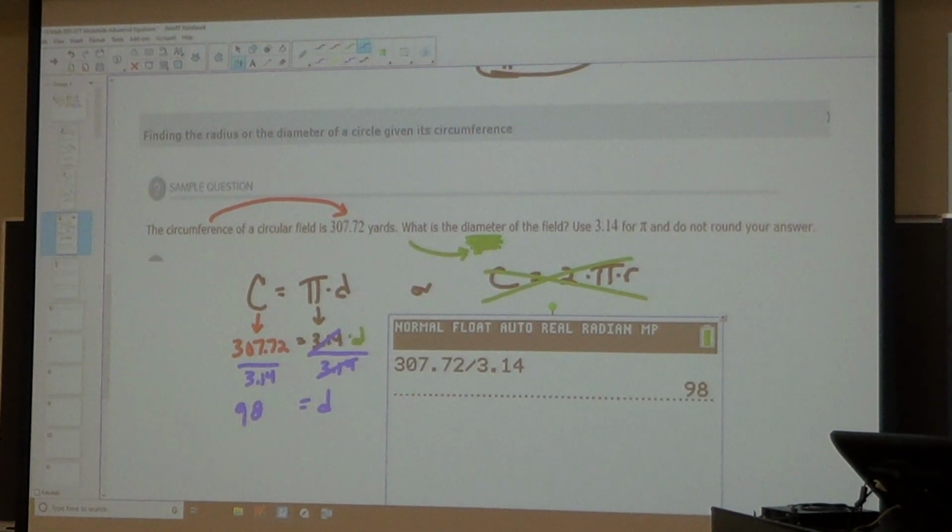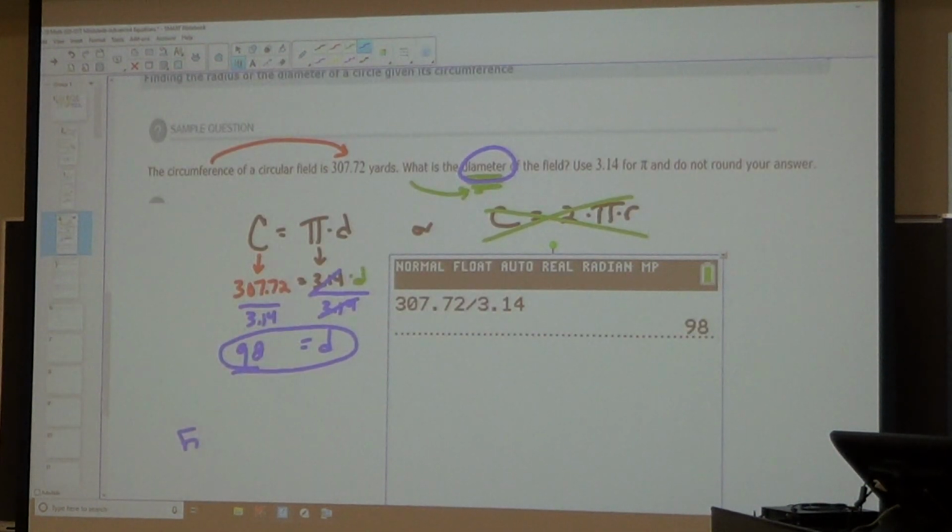I got all of those easy ones out of the way. Now, what if they ask you for the radius? If the diameter's 98, what's the radius? Half of it. You still have to divide by 2 if they wanted the radius, but they want the diameter, so we're done. If they said find the radius, you would do 98 divided by 2, which is 49. So the radius would be 49. The diameter is going to be 98.